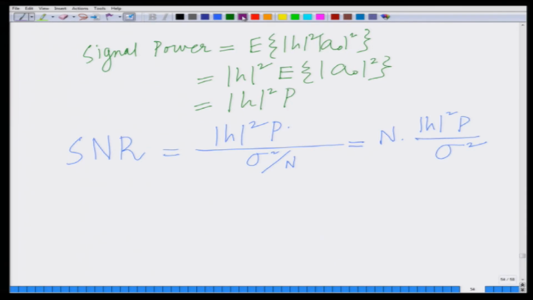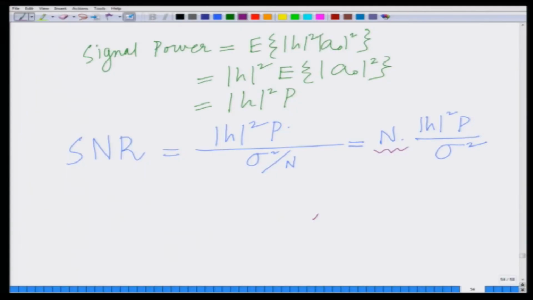And therefore, now you can see there is a factor of N, that is, the signal to noise power ratio is amplified by a factor of N in this CDMA system. This is a very important aspect of a CDMA system. In a CDMA system, this gain of N, which is arising due to the spreading code of length N, is known as the spreading gain or the processing gain of the CDMA system.